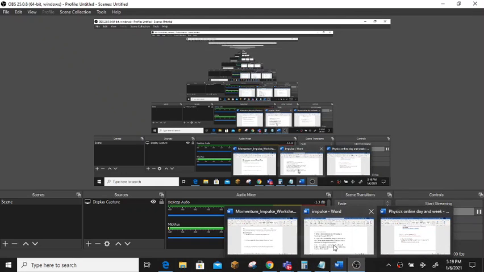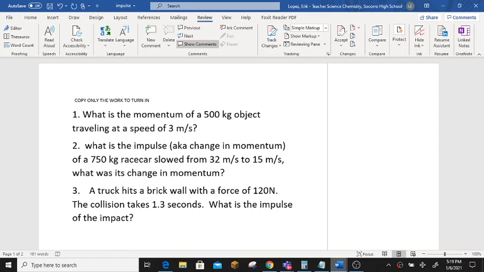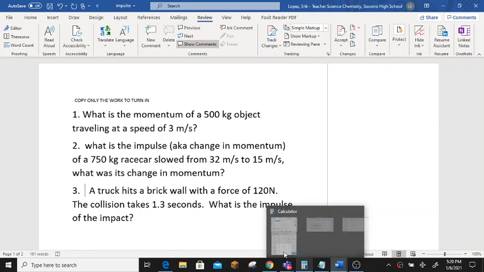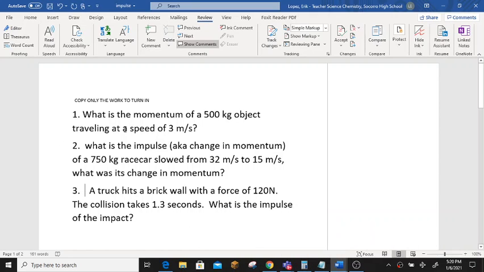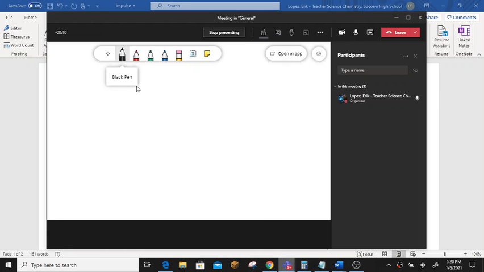So today we're going to go over impulse. Okay. So what you want to do is make sure you copy these 3 examples down. So I'm going to go over the first one. Now the first one, this is asking for momentum. Okay. So the formula for momentum we learned is P equals mv.